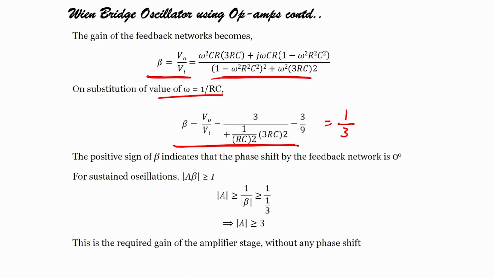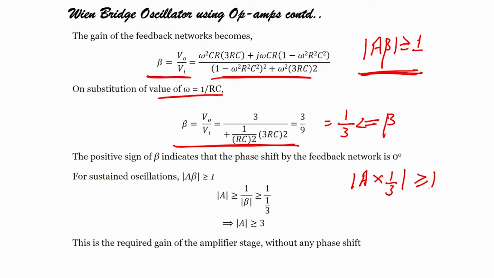So, what is the second criterion? The magnitude of A into beta should be equal to 1, or we can say greater than or equal to 1, because initially we keep it greater than 1, then it adjusts itself to equal 1, so that the oscillations are sustained. This is what we have learned. So, in this case, with beta as 1 by 3, A into beta should be greater than or equal to 1.